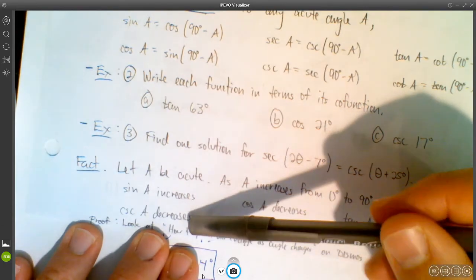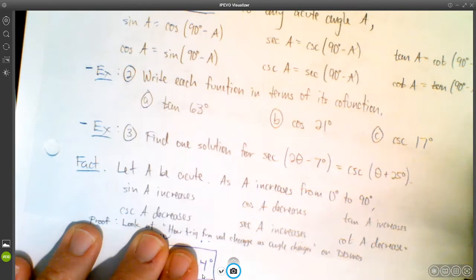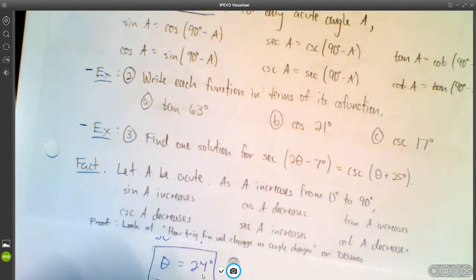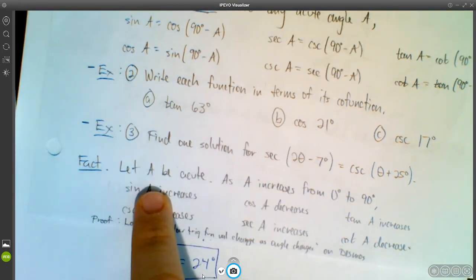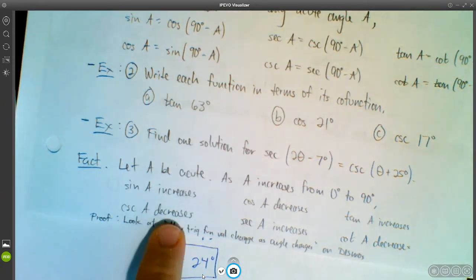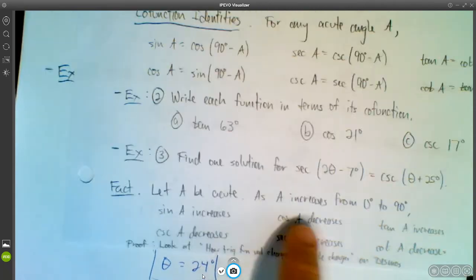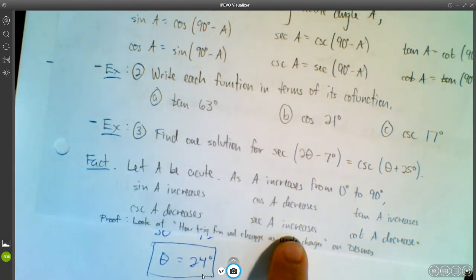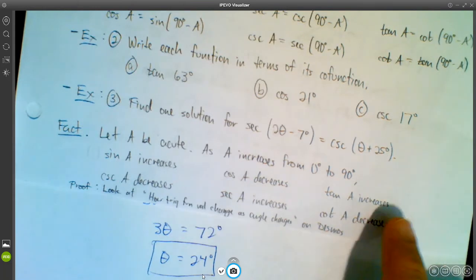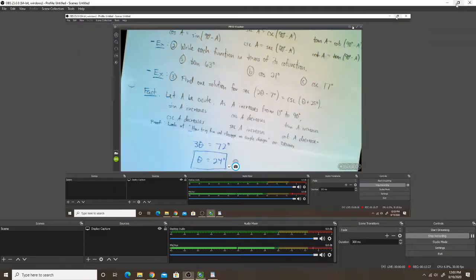Notice that since cosecant is the reciprocal of sine, if sine is increasing, then cosecant is decreasing, right? So in other words, cosecant is 1 over sine. If sine gets really, really big, 1 over sine gets really, really small, right? So cosecant is going to decrease. In a similar way, if cosine is decreasing, then secant is going to increase. And if tangent is increasing, then cotangent is going to decrease because of the reciprocal identities. So what I want to do is show you this thing in Desmos that I'm referring to down there.